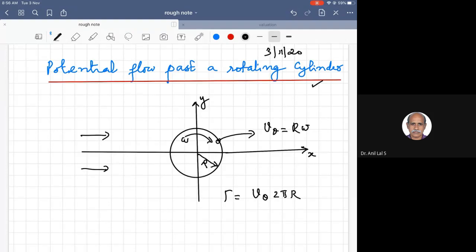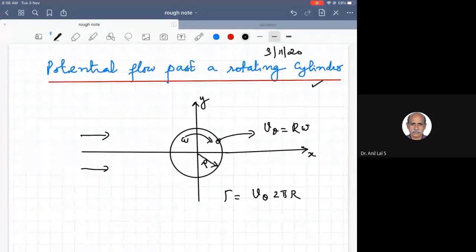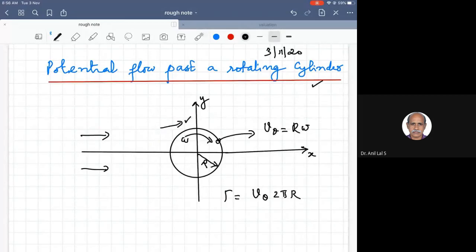Now what happens is that the fluid on the top will be aided by the rotation, thereby the fluid velocity on the top increases. The total velocity on the top of the cylinder will increase. Whereas the tangential velocity due to the rotation is opposite to the direction of the fluid motion, so the fluid velocity on the bottom will be reduced.